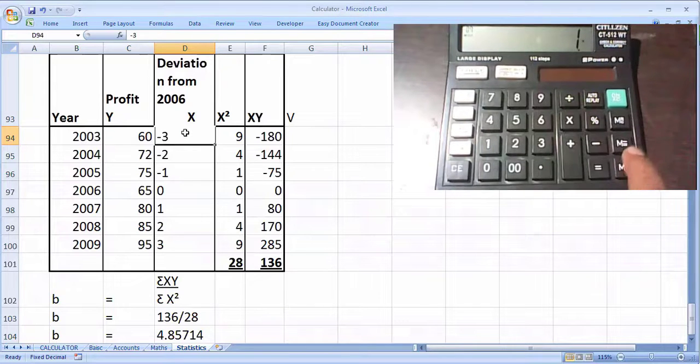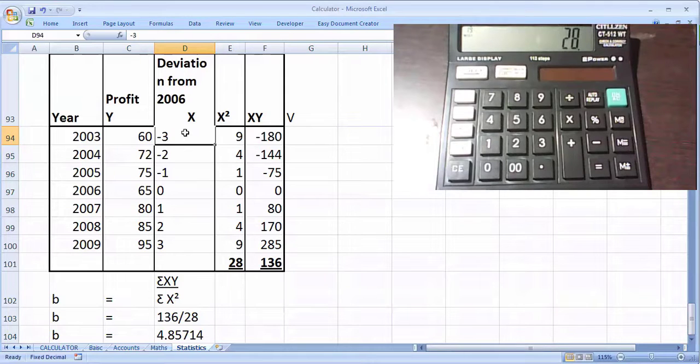1 into 1 equals, M plus. 0 not required, leave it off. 1 into 1 equals, M plus. 2 into 2 equals, M plus, because of the square. 3 into 3 equals, M plus, MRC. How much? 28. That is, x square is equal to 28. Now the memory is clear, but if you want, you can keep this in the memory by pressing M plus. Now 28 is in the memory.